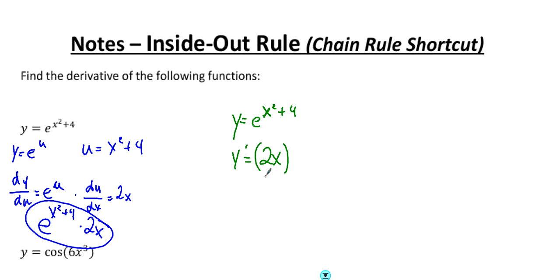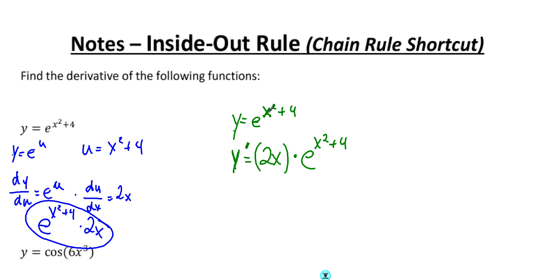Times the derivative of my next function, which is e to the x, right? I take the derivative of the outside function, but I don't take the derivative of the inside function. So basically, when we do it chain rule style with explicit u and splitting it into y and u, we're taking the derivative of each function just one time. Inside-outside, same thing. We're taking the derivative of each one time.